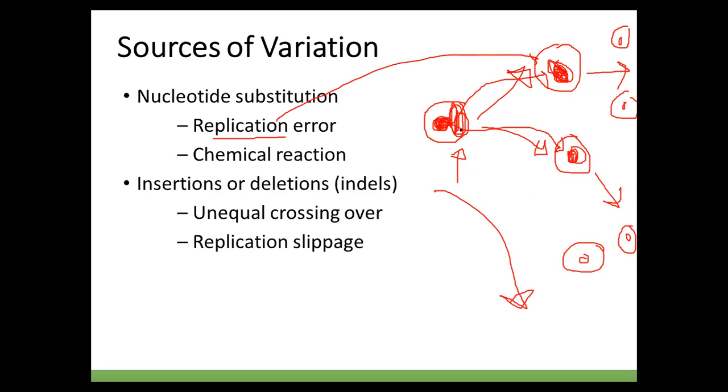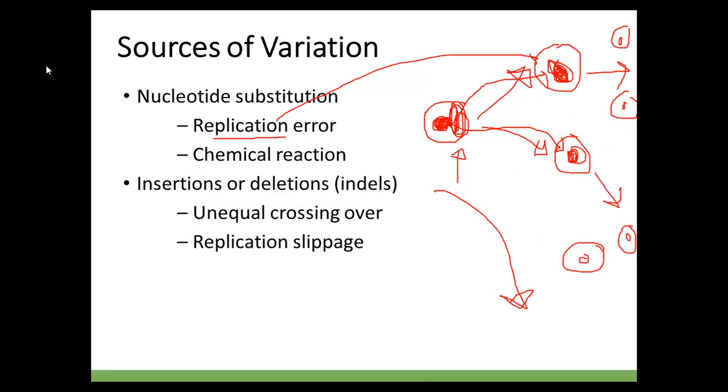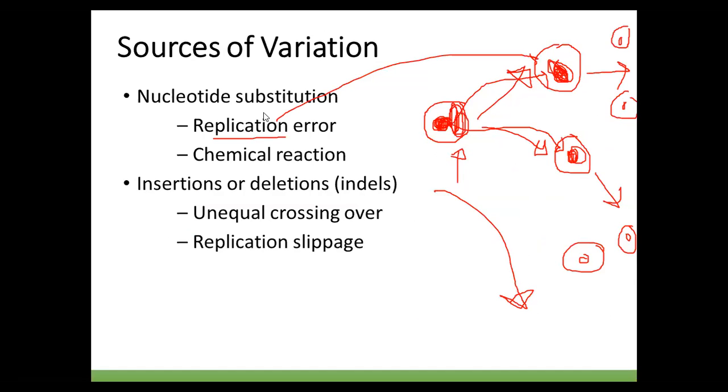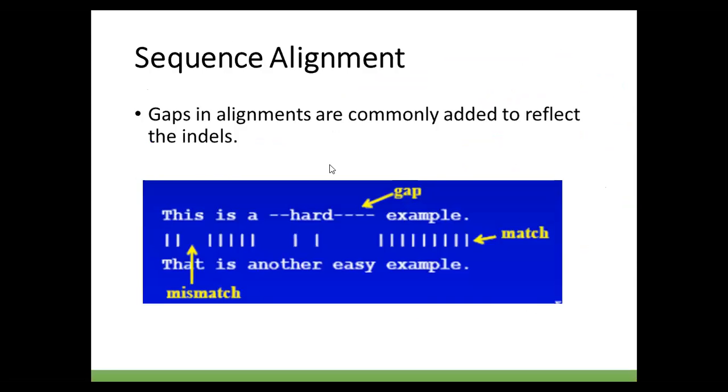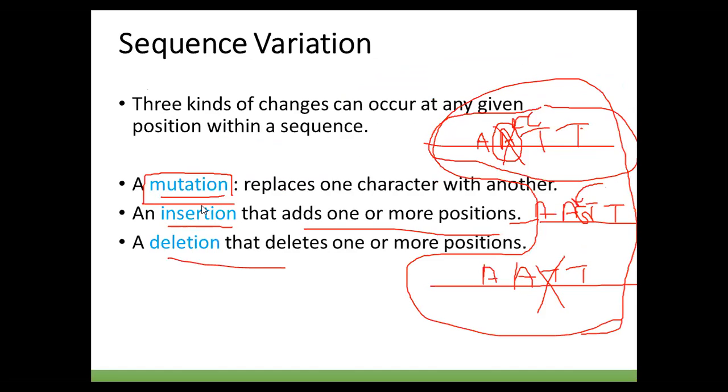In this replication process, some errors would occur. In some places, when it's replicating the same thing, some errors would occur. So the changes would appear because of that. So nucleotide substitutions are mainly because of those 2 reasons: maybe a chemical reaction, maybe a replication error. And then insertions or deletions, these 2 things.